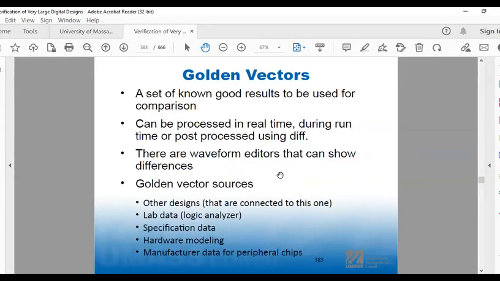Golden vectors, this is data that I have that I use to compare. I can get it from another design. So this might be derived from something, might be copied from something simply, we can get it from there. We might have a working system, we go out in the lab and we load it in with the logic analyzer. Is the clock of the logic analyzer at all related to the simulator? Probably not. So I have a synchronization problem there. I can get it from the spec.